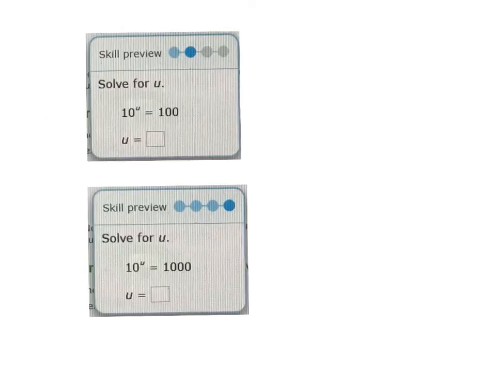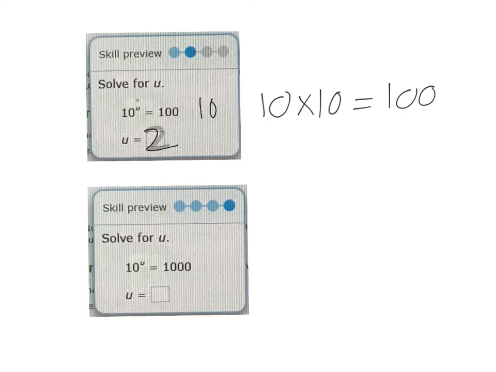I'm going to use the exact same process for these example questions. They say solve for u. 10 to the power of u equals 100. What is u? Well, I'm going to start trying. 10 times 10. Hey, that already equals 100. So obviously, in this example, u is simply 1, 2. So 10 to the power of 2. So I'm going to write in there 2. 10 to the power of 2 is what equals 100.